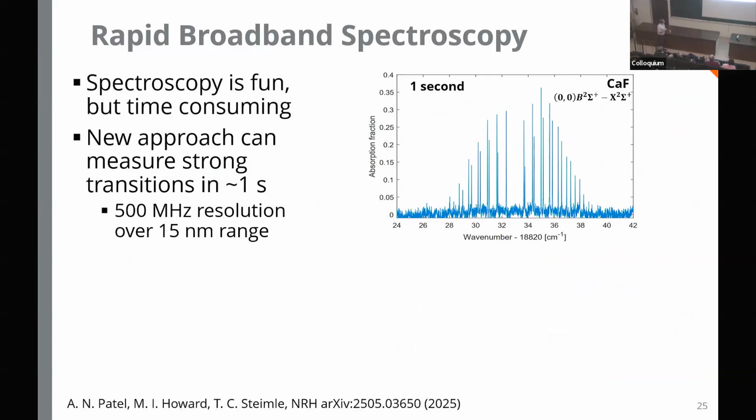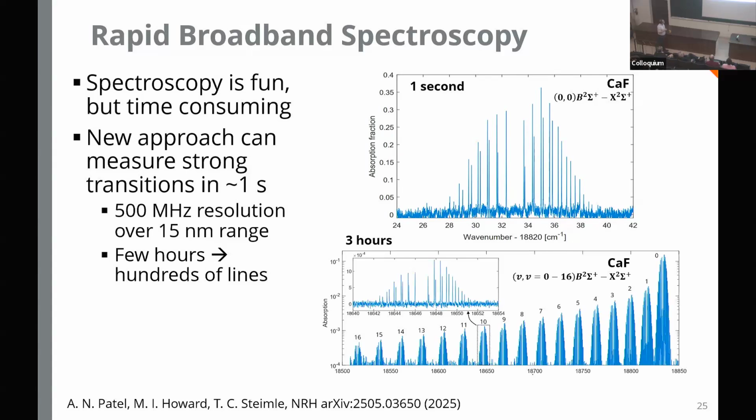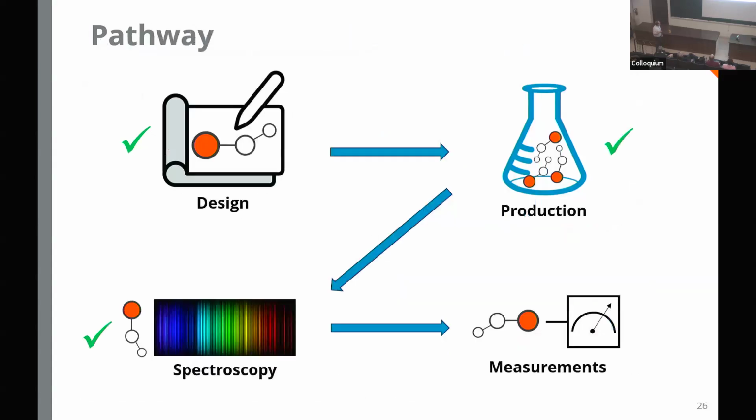We can now measure strong transitions. For example, one of the laser cooling transitions in calcium fluoride, we can measure its spectrum in about 1 second. And with a few hours of averaging, we can measure hundreds of lines in many different molecular bands. And the hope is that we can turn this spectroscopic characterization of molecules like this into something that should just take days. But we figured that out too late for YbOH.